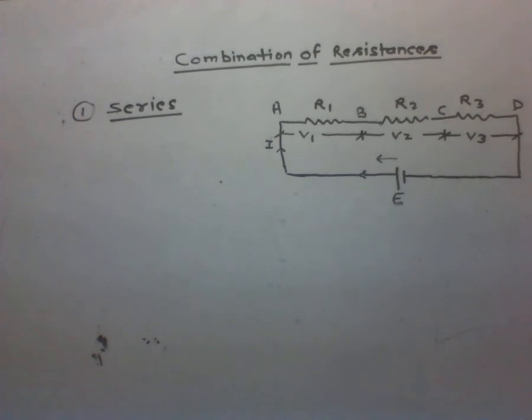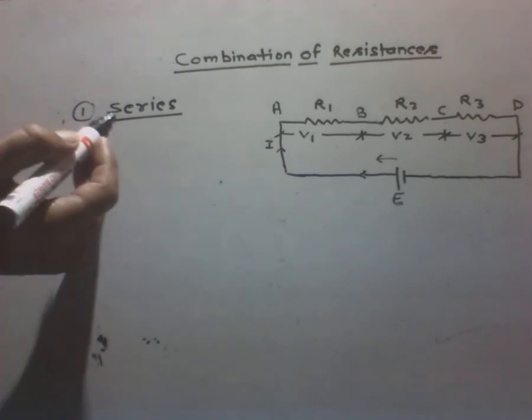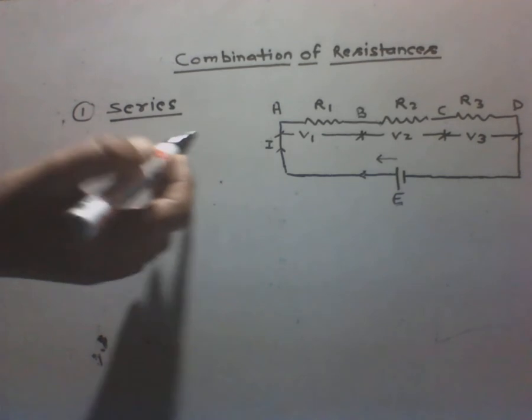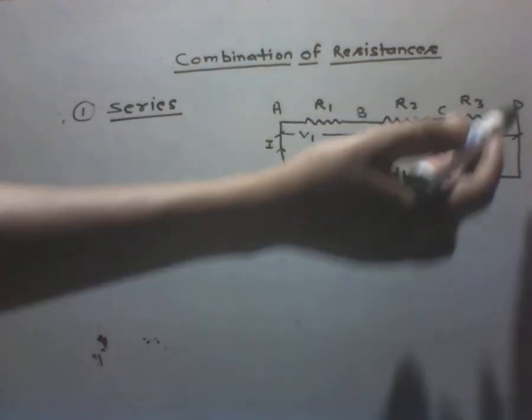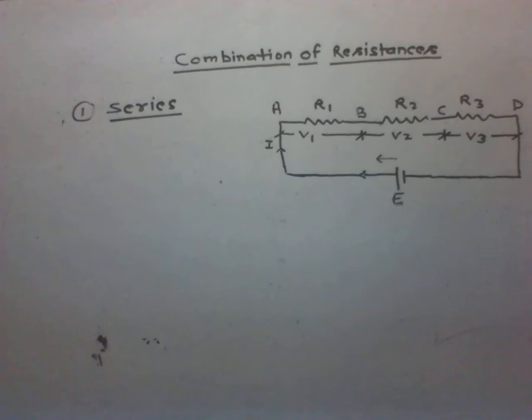Good morning students. Today we are going to discuss the combination of resistances, in which first we will discuss the series combination. Here I have made a diagram in which three resistances R1, R2 and R3 are connected in series with a battery of EMF E.